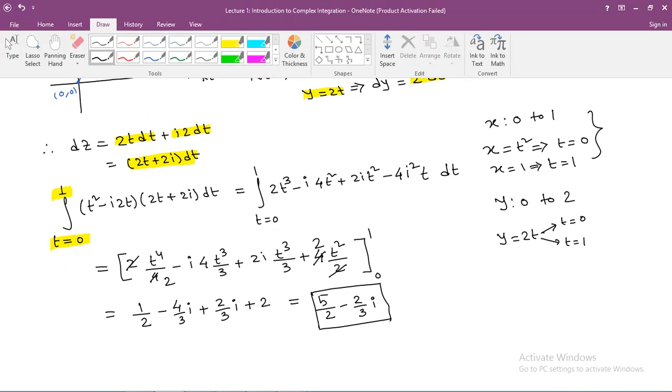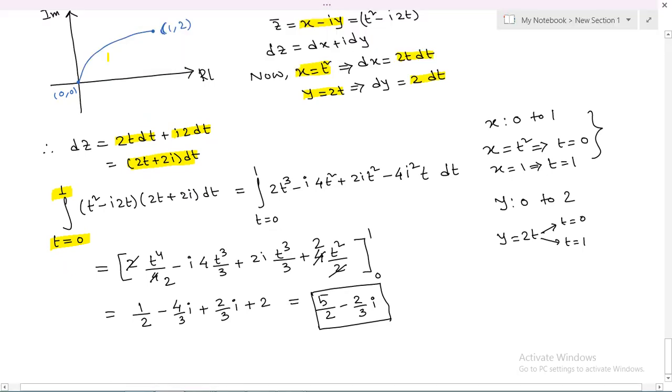So after doing the calculation, we have the value of the integration like this, that is 2t cube plus i 4t square plus 2i t square minus 4i square t. This is the simplification I have done, which you can practice, you can do it by yourself, and you can check each and every step. I am not making any step jumps so that it will be helpful for you. So the simple integration we have done, and the limit of t has been put 0 to 1, and the final answer is coming 5 by 2 minus 2 by 3 i. So with this, today's lecture we are ending.